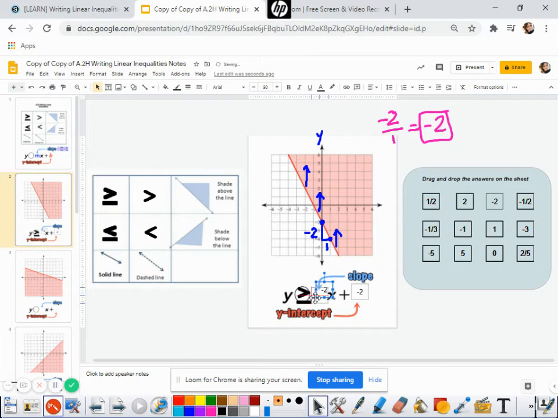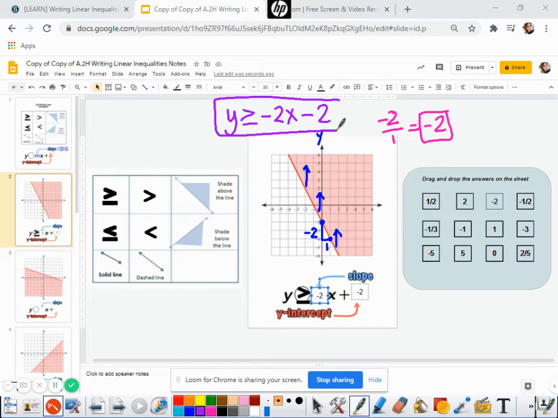And sometimes it doesn't drag right where you want it to. All right, so if I rewrite that, okay, what would it look like? Well, it's y greater than or equal to negative 2x, but then there's a plus and a negative 2, so that means that's a minus 2. Remember, plus and negative is just a minus.